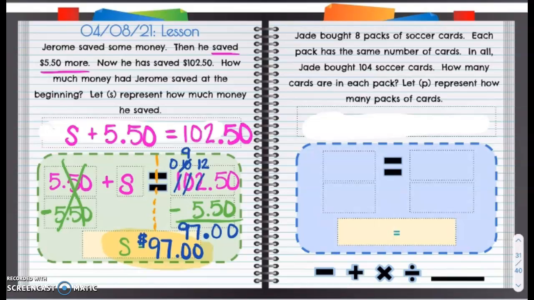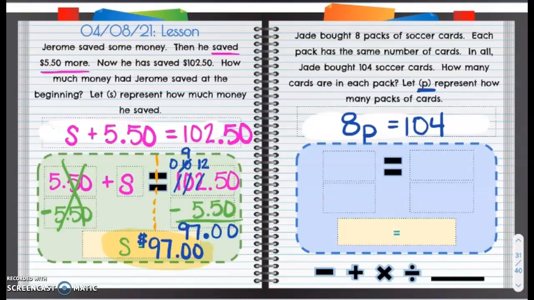All right, now Jade bought 8 packs of soccer cards. Each pack had the same number of cards. In all, he bought 104 soccer cards. So he had 8 packs. We're going to let P represent how many packs. So he bought 8 packs of the cards. We don't know how many were in there. But total equal, he bought 104. We are going to figure out how many cards are in each pack.